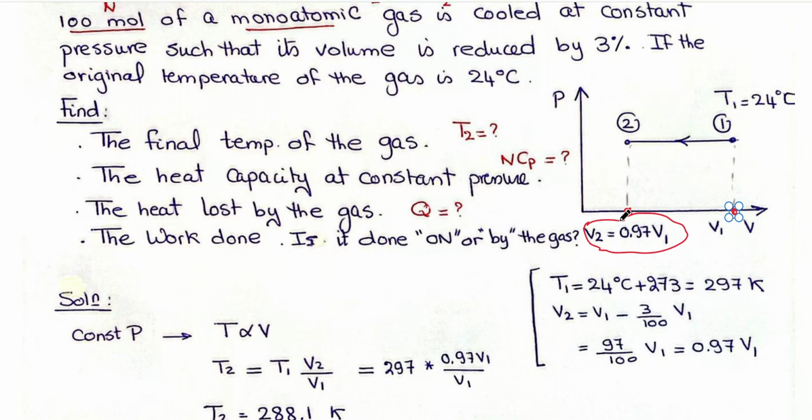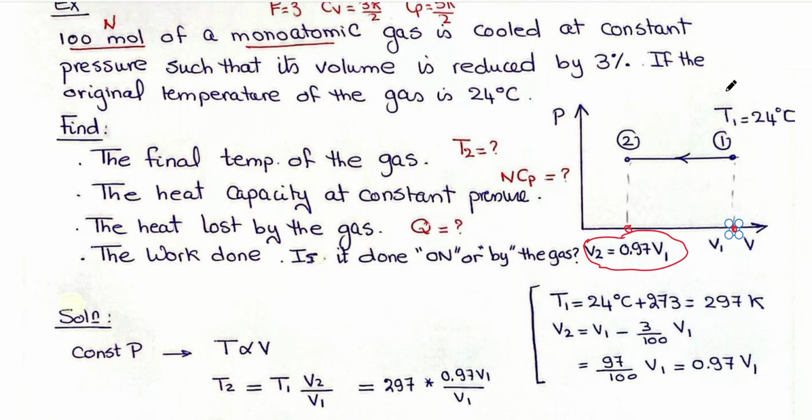If the original temperature of the gas is 24 degrees, so this is T1. This was the temperature of the gas. It is required to find the final temperature, which is T2, the heat capacity at constant pressure. What is the heat capacity? You remember we discussed before the heat capacity, it's not molar specific heat, it's N multiplied by the molar specific heat. Heat lost by the gas is required, and also the work done, which is W.